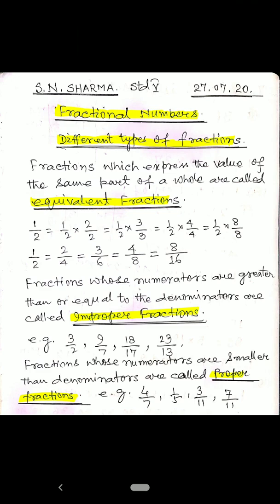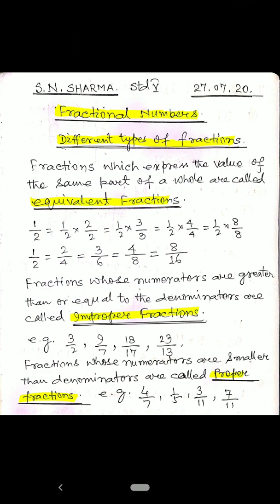Fractions whose numerators are greater than or equal to the denominators are called improper fractions. For example, 3 by 2, 9 by 7, 18 by 17, 23 by 13. These are called improper fractions.